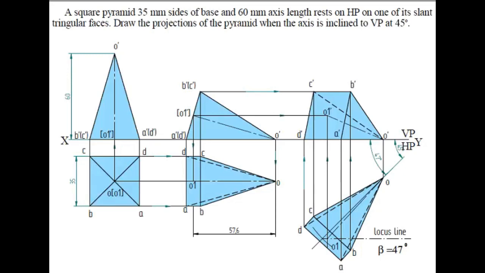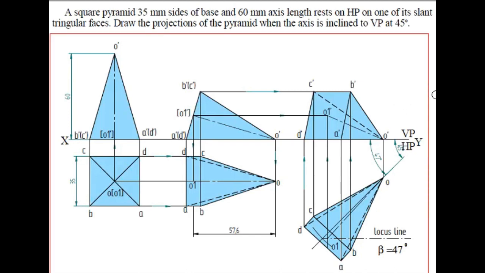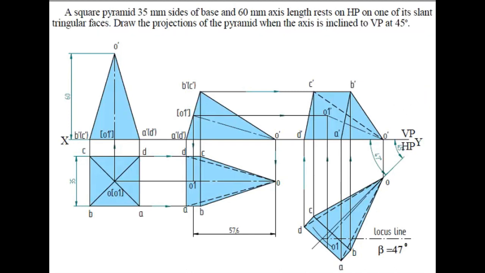I welcome you all for today's class on projection of solids, and the problem which I am going to explain is on square pyramid, and it is a beta angle problem. The problem is like this: a square pyramid, 35 mm sides of base and 60 mm axis length, rests on HP on one of its slant triangular faces. Draw the projections of the pyramid when the axis is inclined to VP at 45 degree.